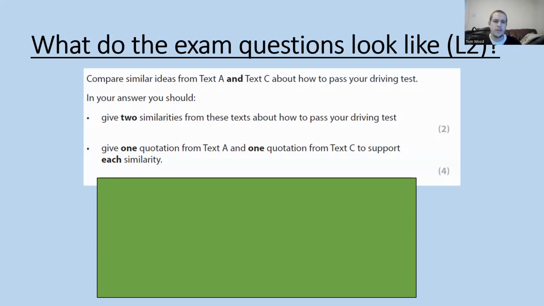So here we've got compare similar ideas from text A and text C about how to pass your driving test. In your answer, you should give 2 similarities about these texts and how to pass your driving test. Give 1 quotation from text A and 1 quotation from text C to support each similarity. Now, we are not being marked on our writing styles, our grammar, paragraph use or complex sentences, anything like this. So let's make it as simple and straightforward as possible.